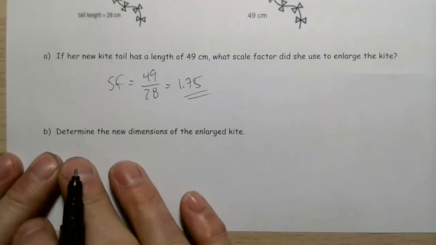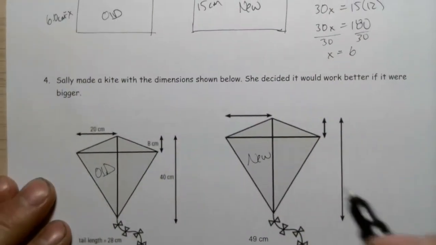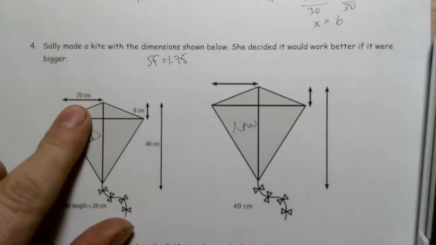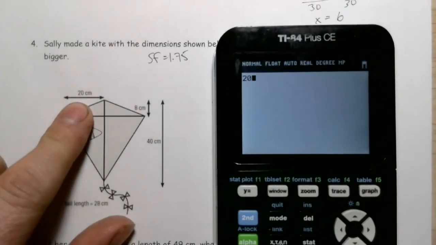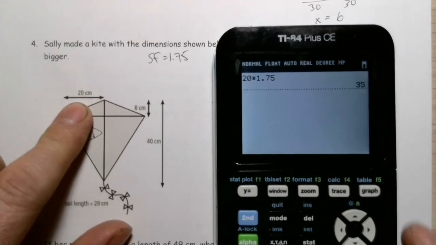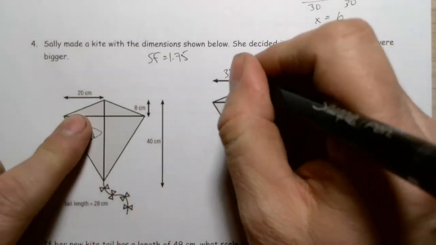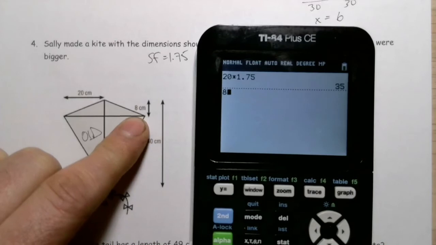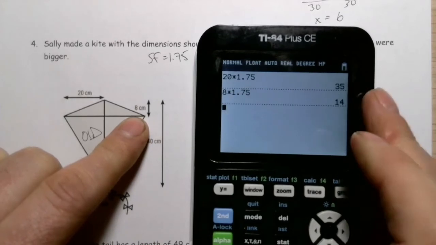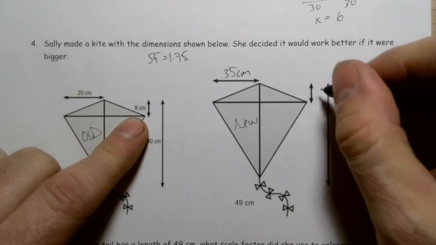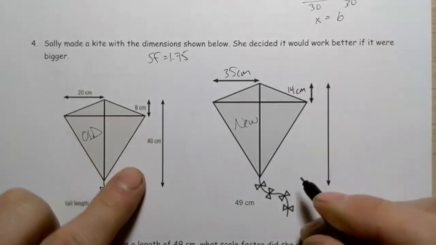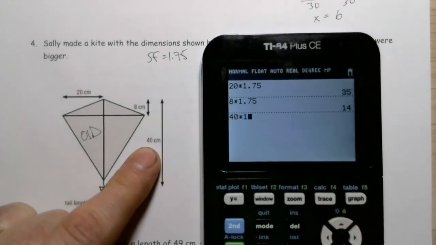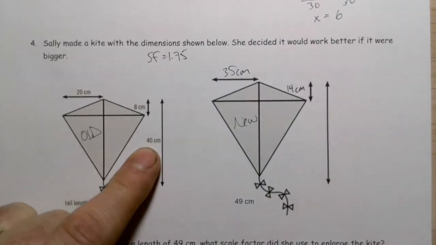So the next question here is determine the dimensions of the enlarged kite. Well, my scale factor, and I'll write this up here, is 1.75. That means here, for this 20, I'm going to multiply that 20 by 1.75. So this becomes 35 centimeters. This little depth here at 8 centimeters, I'm going to multiply that 8 by 1.75, and I get 14 centimeters. So right here, 14 centimeters. This right here is 40 centimeters, the total height there, times 1.75, and we get 70 centimeters.